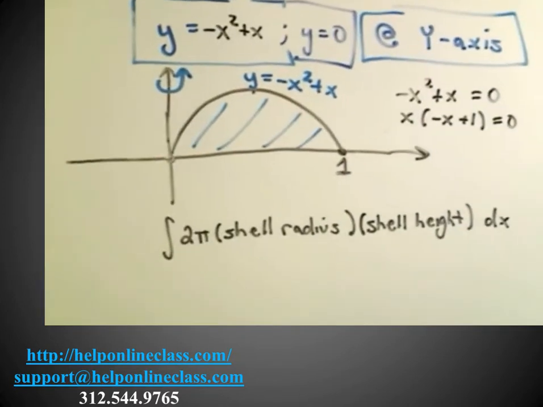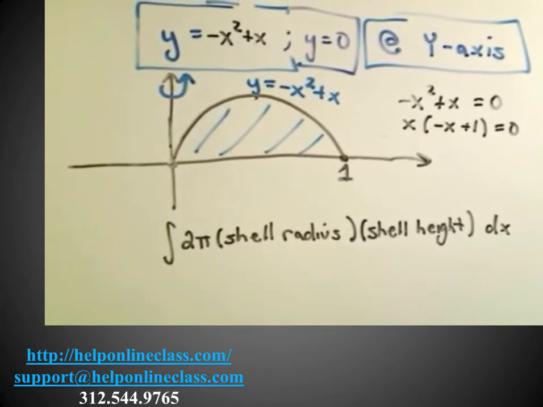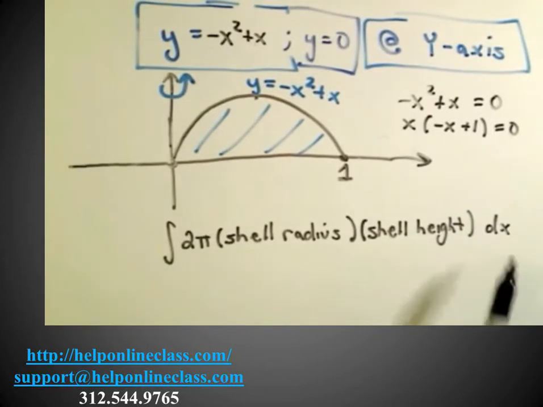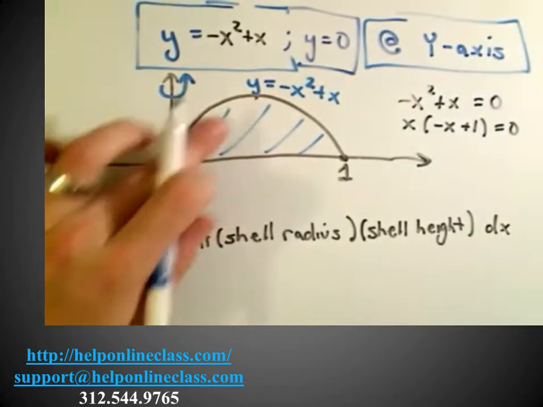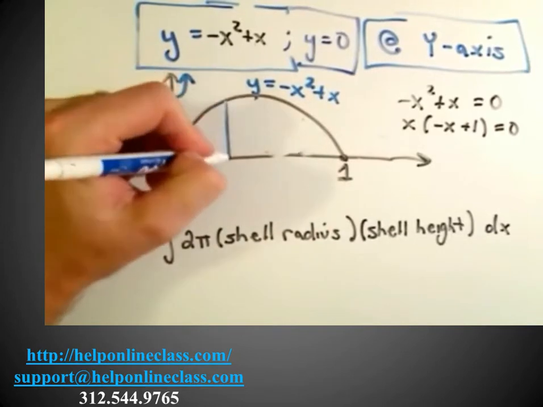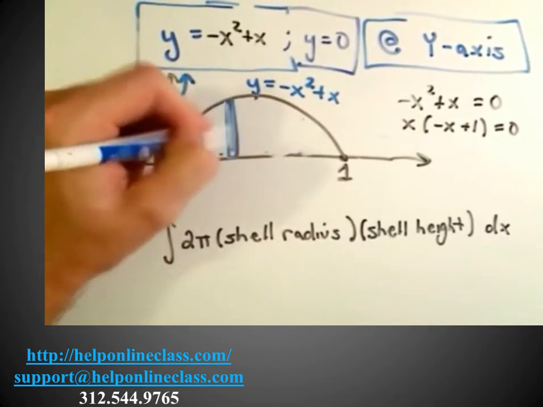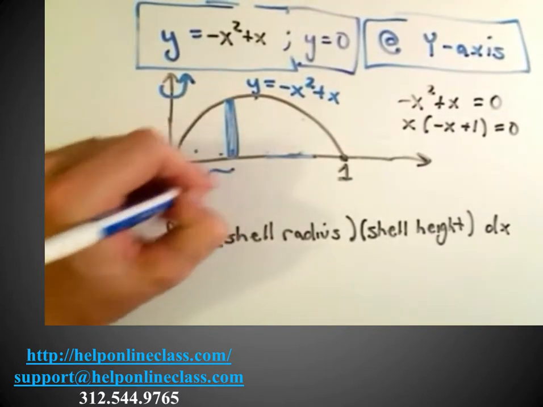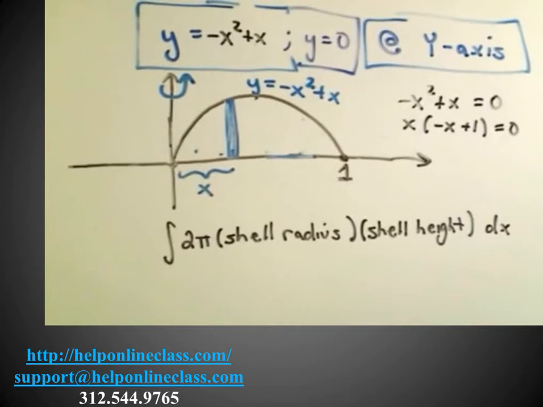And the formula I like to think about when I use shells is 2 pi times the shell radius and the shell height. When you do shells, if you go about a line up and down, you're always going to integrate with respect to x. So when I draw a little shell, I just draw it inside of my region, any old place, parallel to the line I'm going about. And in this case, I'm out some distance x.